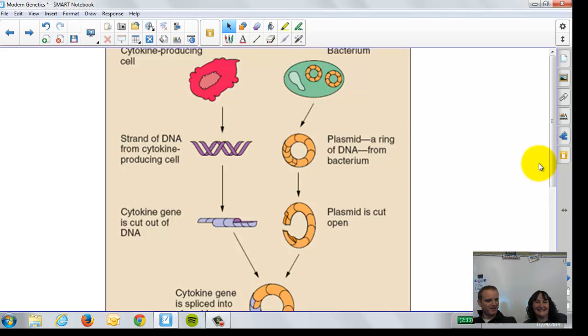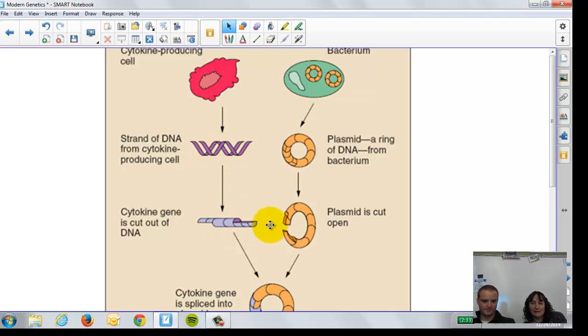So cytokines. What are cytokines again? Cytokines are proteins that the immune system needs to be able to communicate, to tell it what's good and what's bad in your body. Okay. So if you're missing this, you really need to have it. So they take that cytokine gene right there out of the whole strand of DNA up above it. There's a big purple strand. Yep. Yeah, there we go.